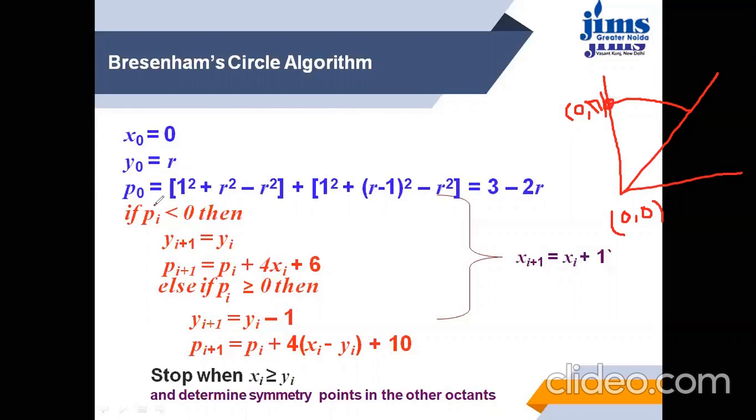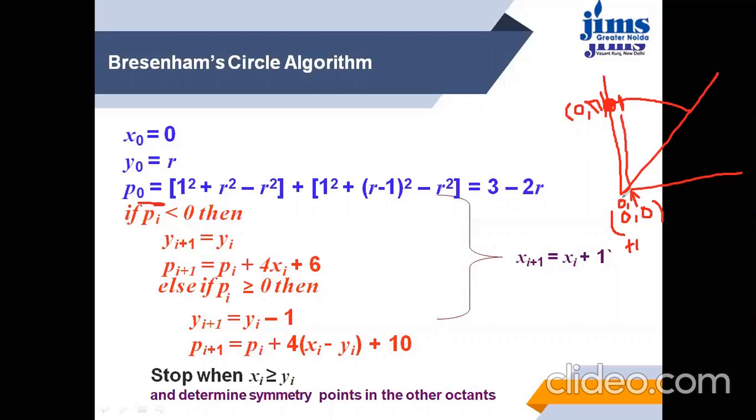So P0 equals 1 square, meaning the value of x. After highlighting this point, or after selecting this point, I have to choose the next one. To choose the next one, I have to increase the value of x by 1. Initially the value of x was 0. So now I will go to the coordinate x equals 1 and find the value of y over here.